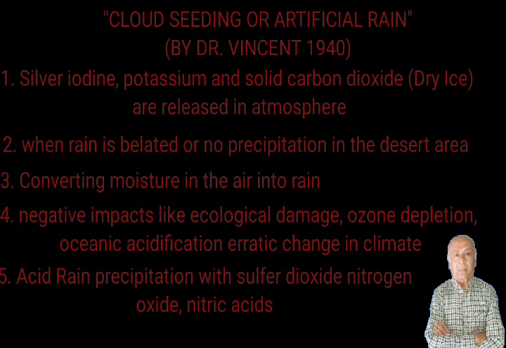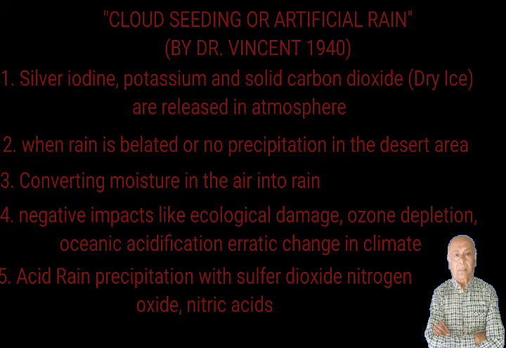Cloud seeding, point number 4. Cloud seeding has a negative impact on our ecology. It damages our ecology. It depletes the ozone layer. It creates acidification in the ocean, and it changes the climatic pattern. So that is why, only when it is absolutely necessary, cloud seeding is going to be carried out or adopted, because cloud seeding is not that safe, sound, or innocuous.